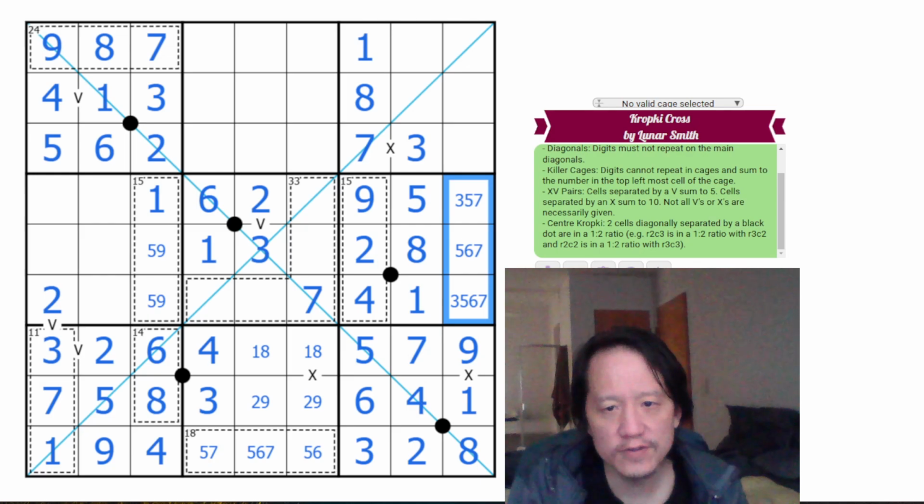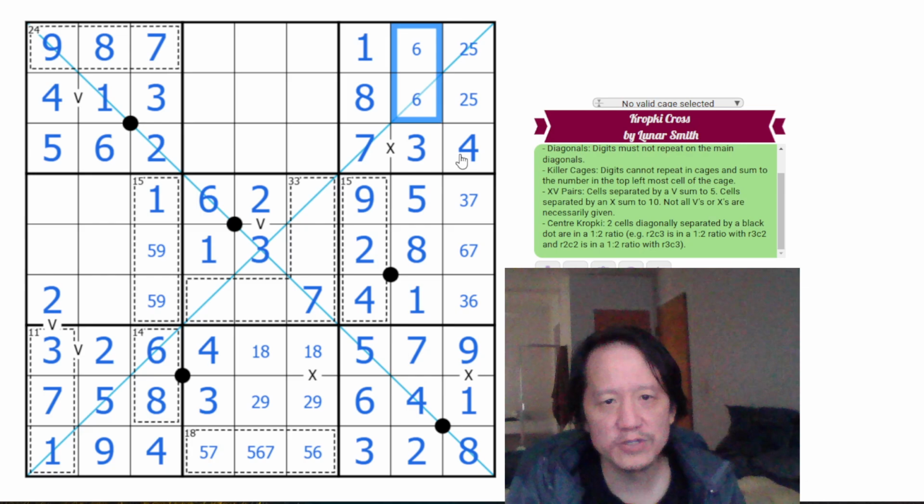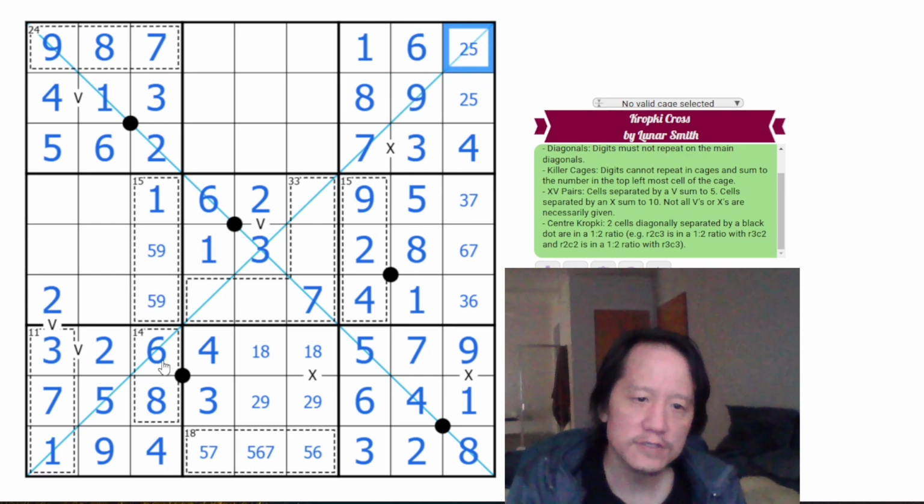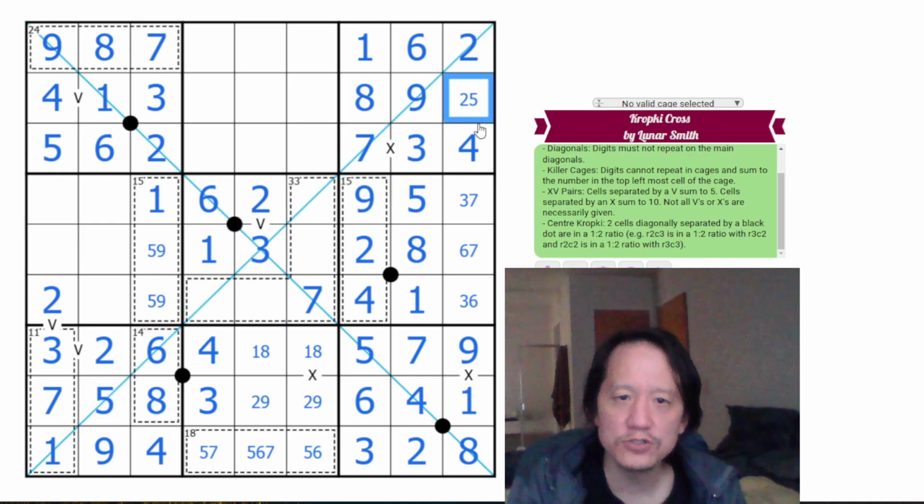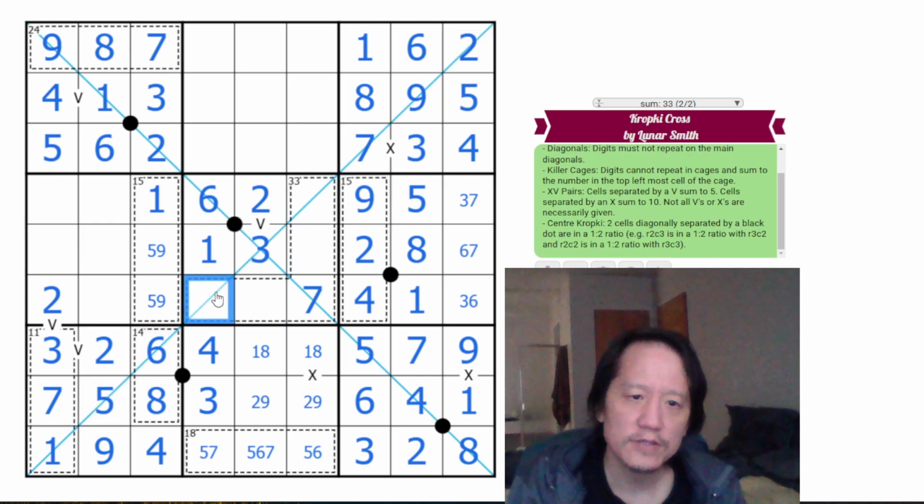So we have 3, 6, and 7. This can't be 7. This has to be 2, 4, and 5. This can't be 2 or 5, so this is 4. These can't be 4, obviously. This has to be 6 or 9. This can't be 9, so this is 6. This is 9. This can't be a 5 from the diagonal, so this is 2. This is 5. This must be on the diagonal 4 and 8. This can't be 4, so this is 8 and 4.